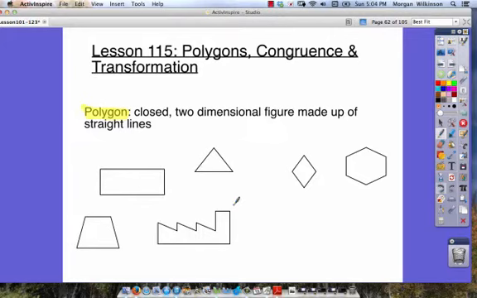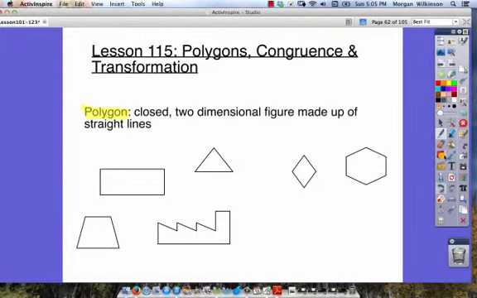Lesson 115 is about polygons, congruence, and transformation. Now, a polygon is just a closed, two-dimensional figure made up of straight lines. Go ahead and pick 3 of these to copy into your notes. You don't need to copy them all. These are all examples of polygons because they all have straight lines, they're all two-dimensional, and they're all closed.